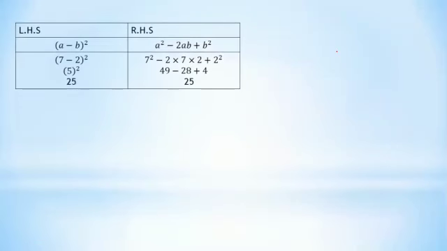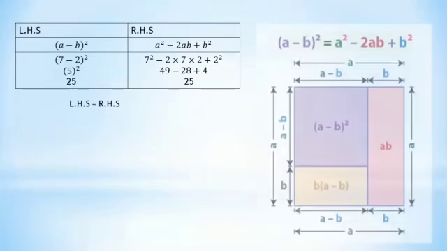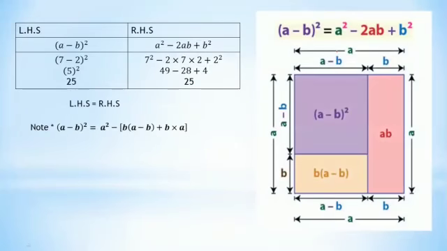See, now we can observe LHS and RHS are equal. So this is an equation as well as an identity. Now (a minus b) whole square is having factors as (a minus b) into (a minus b). Therefore (a minus b) whole square is equal to a square minus 2ab plus b square.